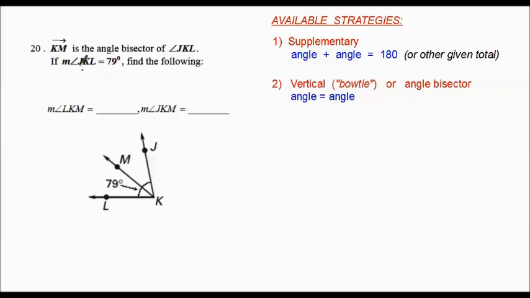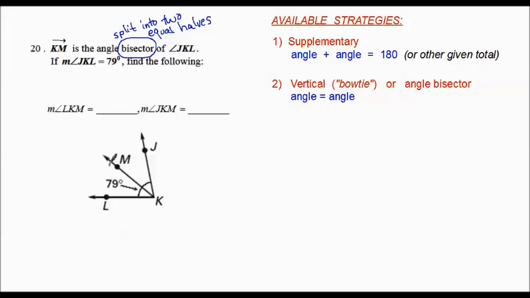In this next problem, they are saying that KM is the angle bisector. Here's an important word, bisector. So I'm circling it, and I'm going to remind myself what it means. It means split into two equal halves. That's what bisector means. So angle JKL, which is this one that I'm highlighting here, was split in half by the bisector KM, which is this bisector.